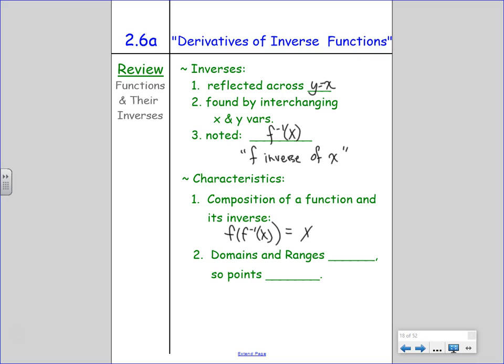And what's going on with domains and ranges? Just like the x and y get switched in order to solve, the domains and ranges switch, which means each individual point switches as well. The domains and ranges switch, which means the points switch.